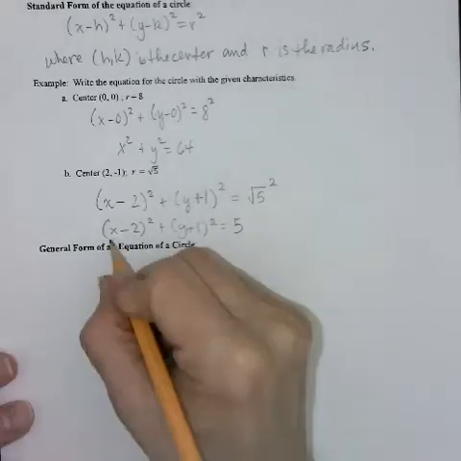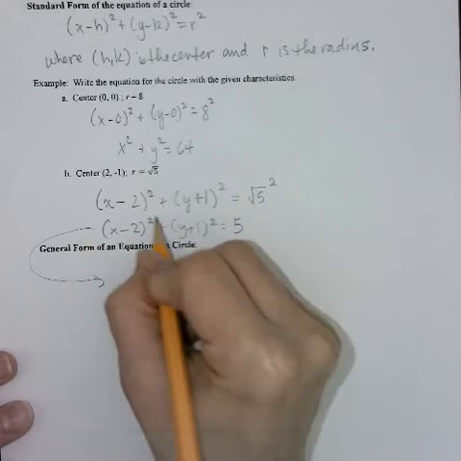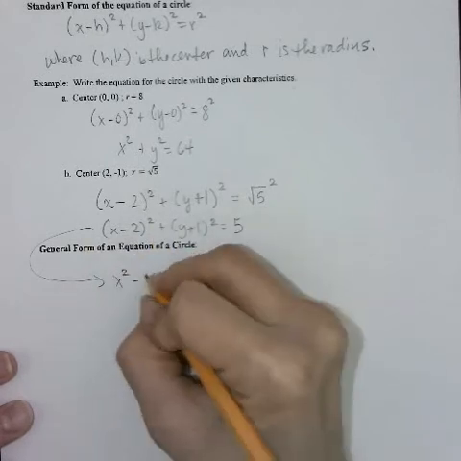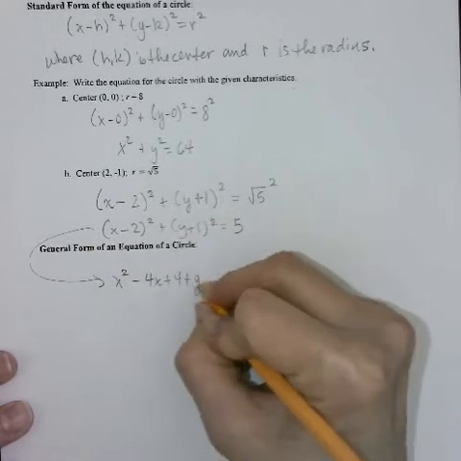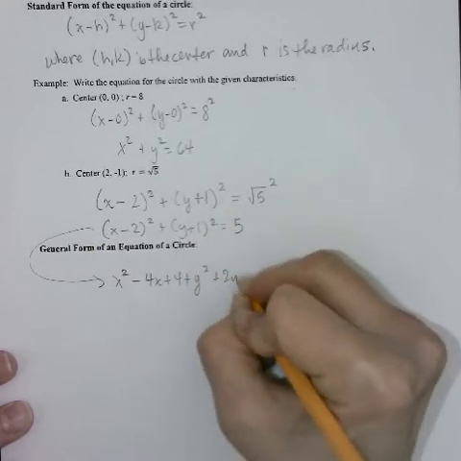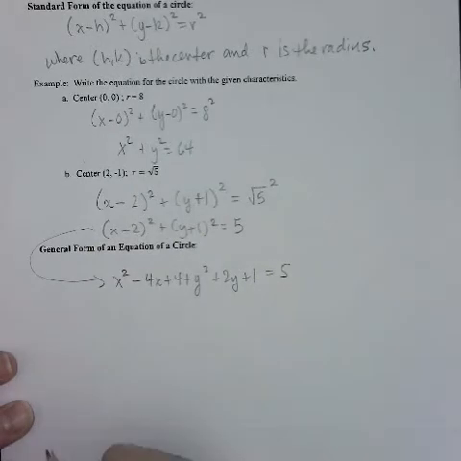So I'm just going to come down here. If I square this, I get x squared minus 4x plus 4. If I square this, I've got plus y squared plus 2y plus 1 equals 5. And then add like terms.